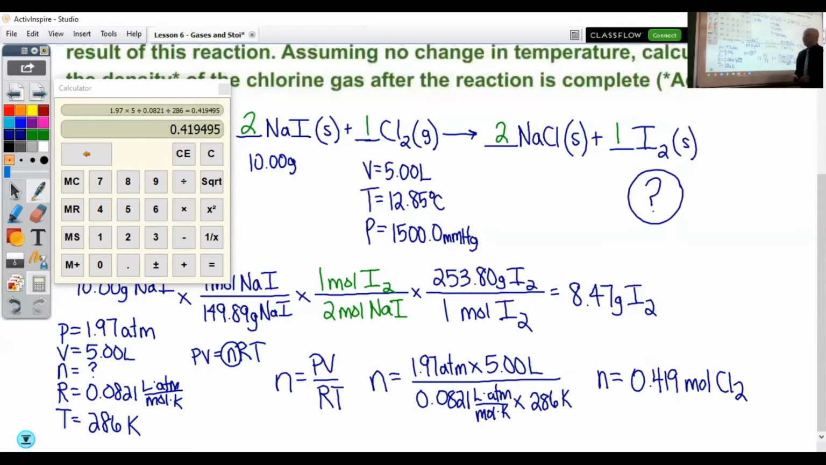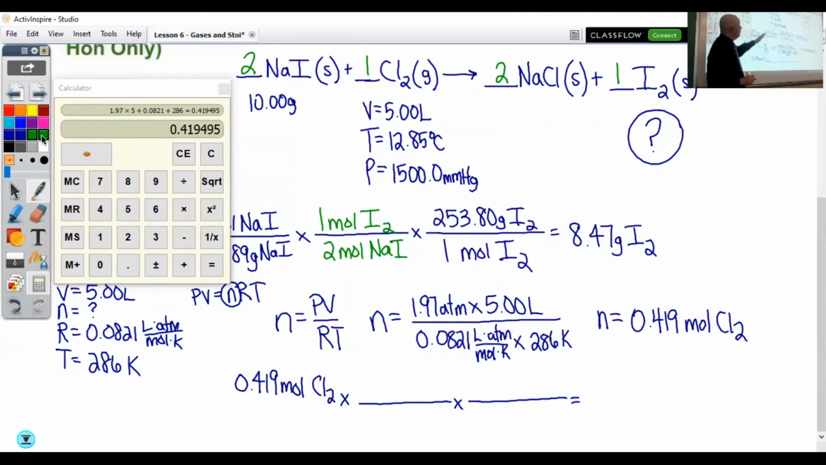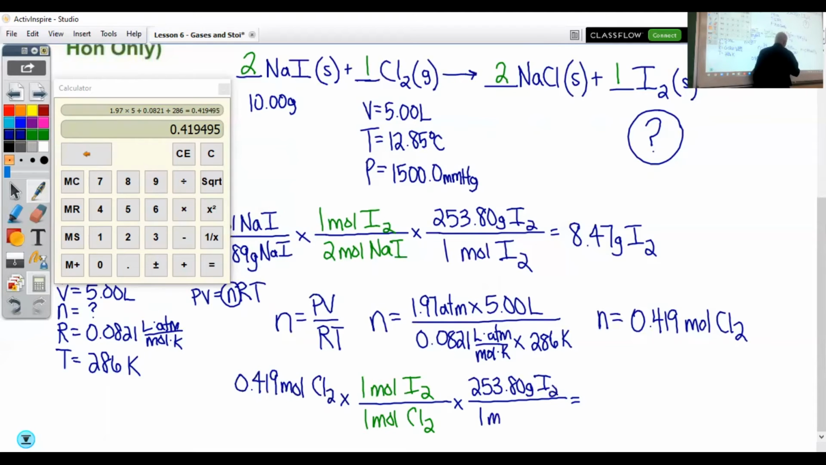So we're going to start a new line. This time we're only going to need two fractions because we're essentially starting off right here. So we have 0.419 moles Cl2. The two fractions that we're going to use, we're going to convert from chlorine into iodine. This time it's a 1-to-1 mole ratio. So 1 mole Cl2, 1 mole of I2. The last fraction will look identical to the one above it. So we'll have 253.80 grams of I2 for every 1 mole of I2.